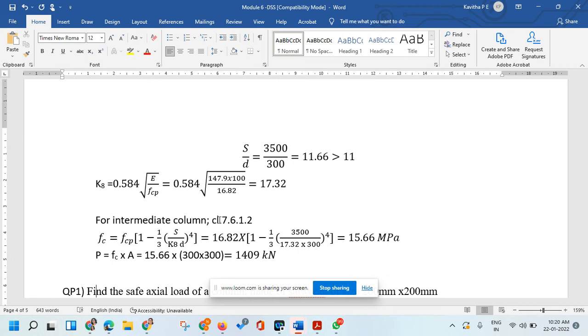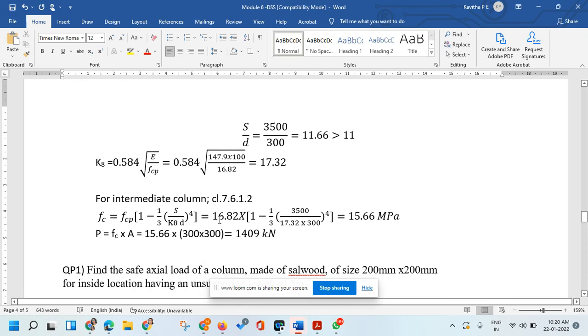First of all, you decide whether you need to design it as a short column or intermediate column. That is your choice. If you design it as a short column or an intermediate column, what happens based on that? You will get the properties, and you end up with the calculation of axial load, multiplying stress with area.